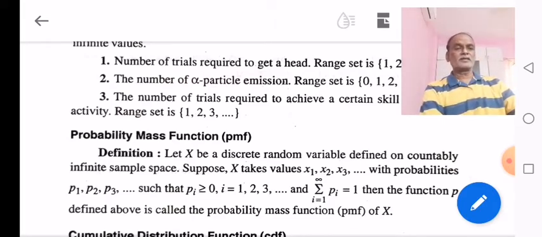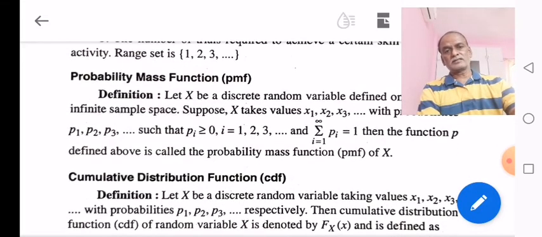The same case holds here. Here the sample space is not finite, it is countably infinite, therefore the random variable x will take values x1, x2, x3, and so on, with probabilities p1, p2, p3, and so on. Then this function p is said to be a probability mass function if each probability pi is greater than or equal to 0 for all i, and second, the summation of these probabilities must be equal to 1. Then the function p defined above is called a probability mass function.